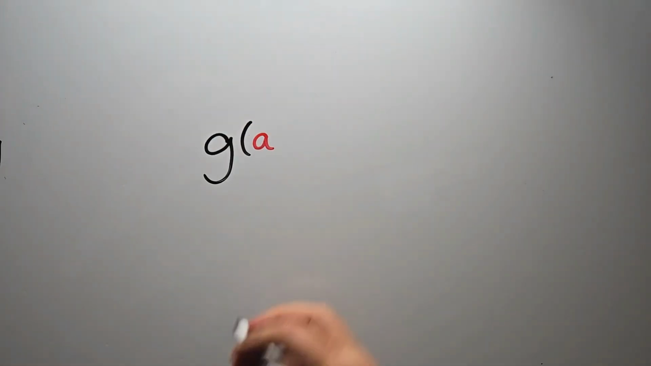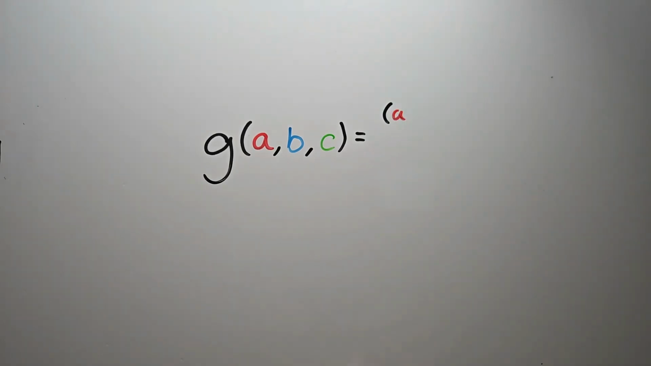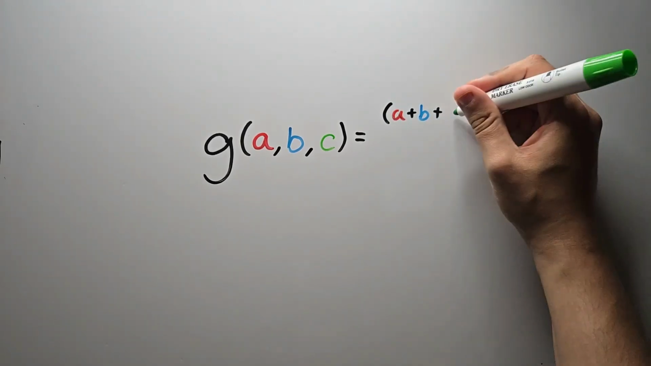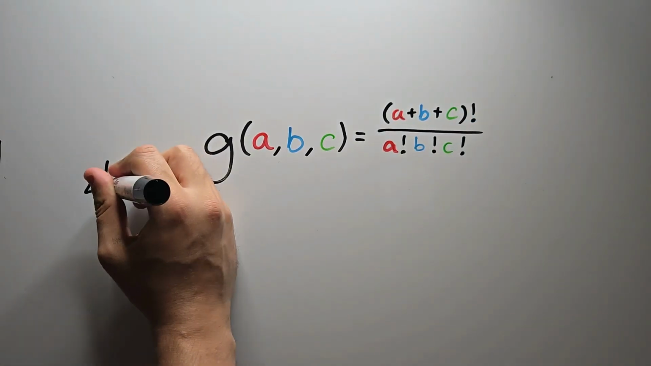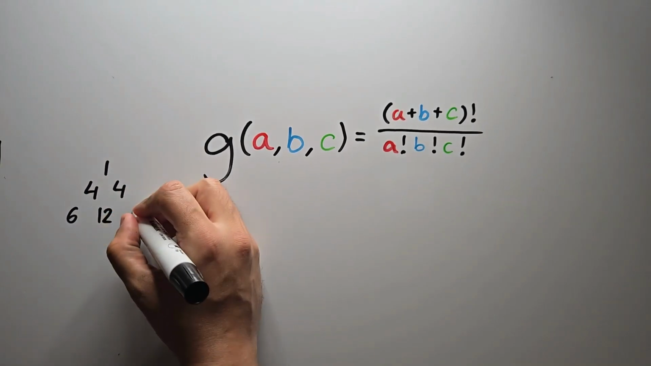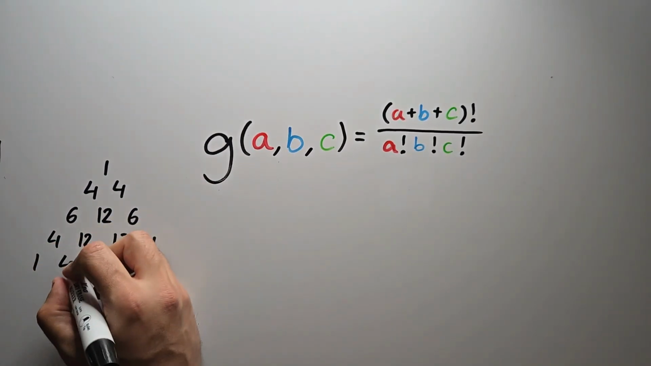Now, we are going to define a new function, g of a, b, c, which is defined as a plus b plus c factorial divided by a factorial times b factorial times c factorial. This function looks very similar to the f function we had for analysing Pascal's triangle, but let's see if it actually produces the numbers in Pascal's tetrahedron.